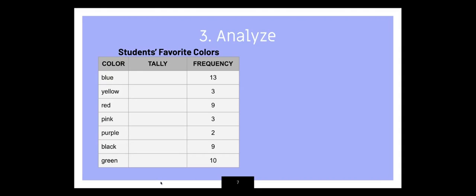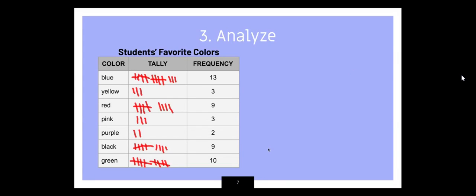So now that we've, number 1, collected all of our data by asking that survey question, what's your favorite color? And we've now organized our data onto a frequency table. We're now ready to analyze. So our tallies are missing here, but we're going to get those in really quickly. Okay, so again, when we analyze, we are looking for patterns, relationships, trying to solve problems. So what are some of the patterns or relationships that we can see in our set of data?